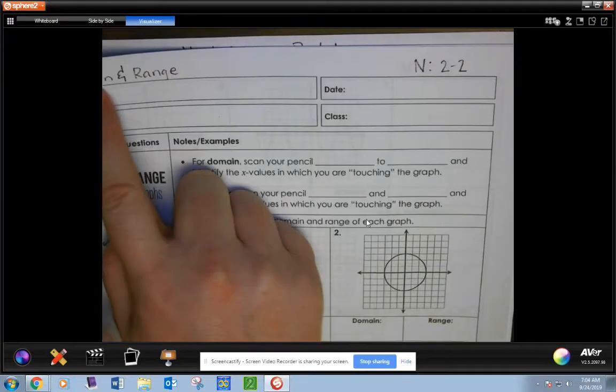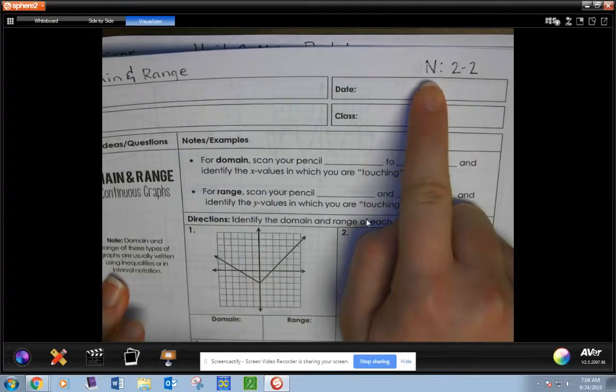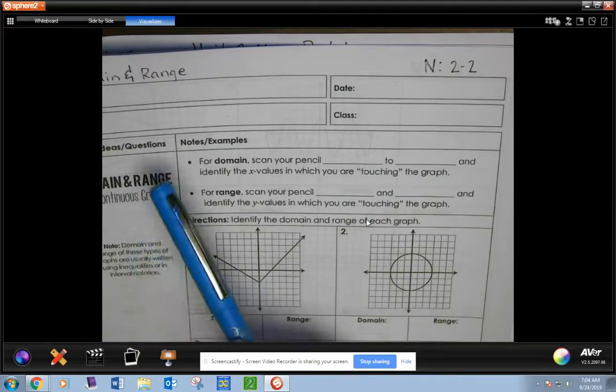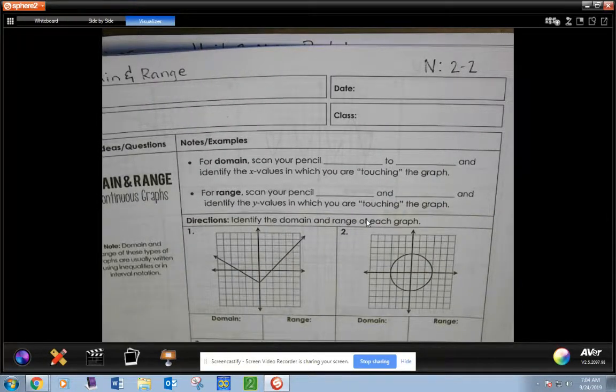Okay guys, so we are on domain and range, which is notes 2-2. We're going to talk about domain and range of continuous graphs. We did do domain and range of discrete graphs yesterday when you were watching the video. So today, moving on to a continuous graph, and just remember that a continuous graph is a graph that is connected with lines or curves. It can still have some dots, but they have to be connected.